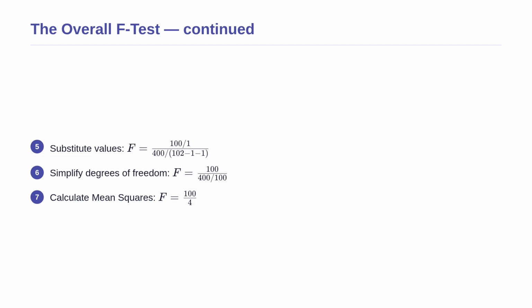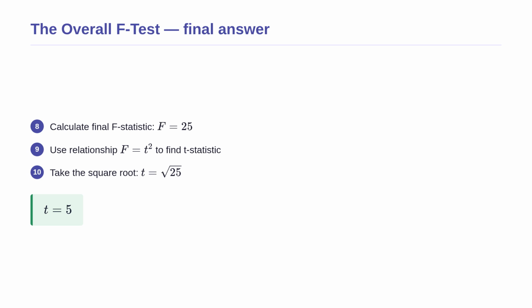The numerator simplifies to 100, which is our mean square for regression. The denominator simplifies to 4, which is our mean square for error. This means the model explains 100 units of variance, while the average random noise is only 4 units. Finally, dividing 100 by 4 gives us a final F statistic of 25. Because this number is much larger than 1, it strongly proves that our model is useful.